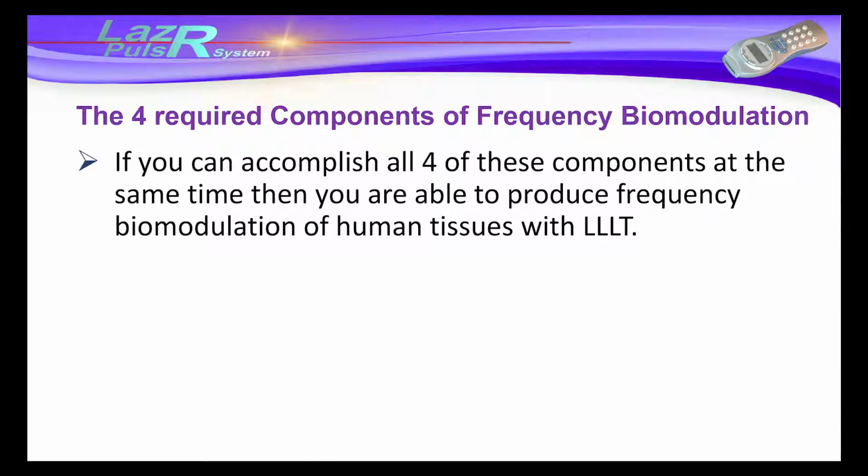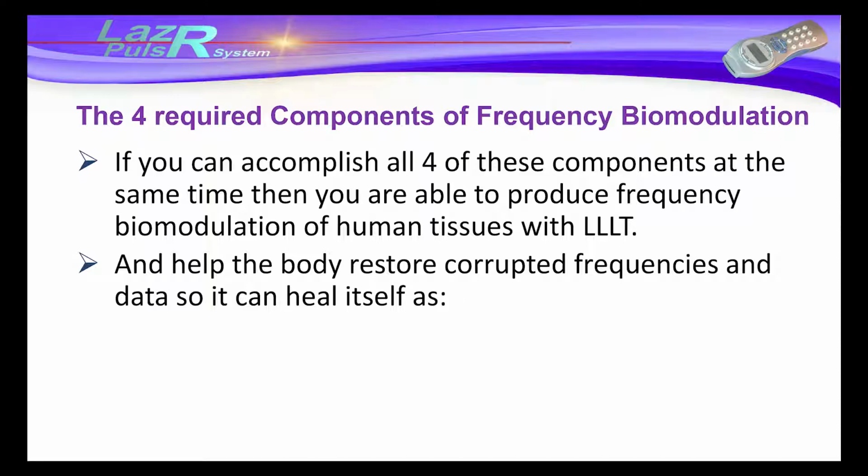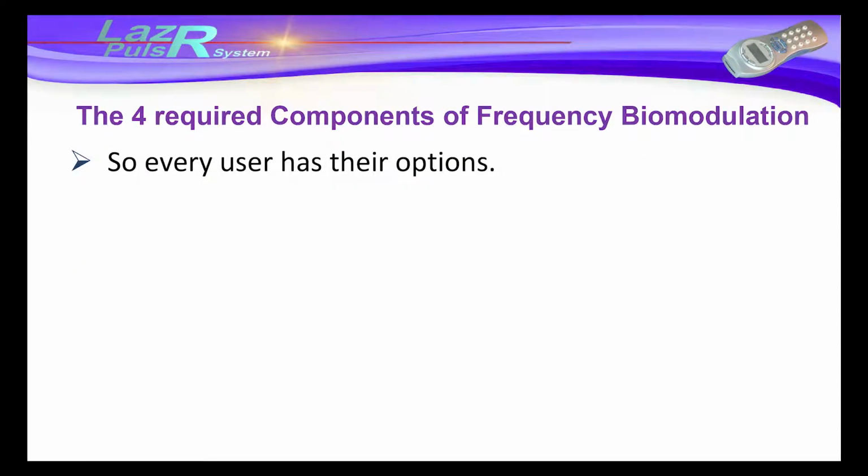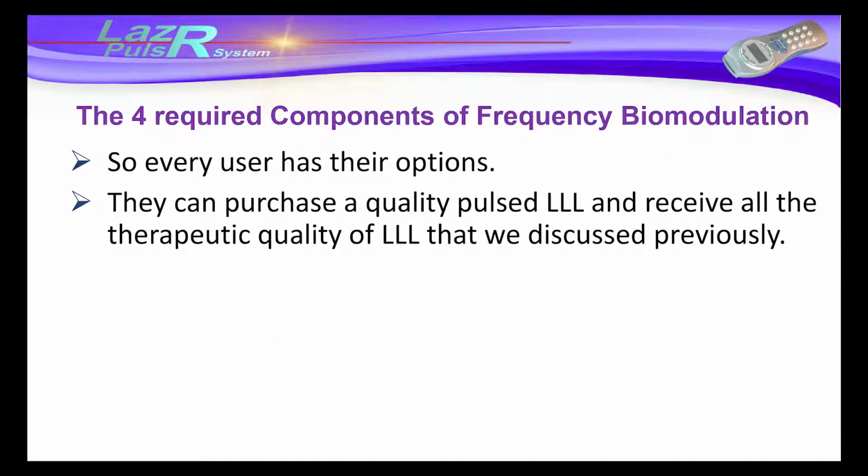Now, if you can accomplish all four of these components at the same time, then you are able to produce frequency biomodulation of human tissue with low-level laser therapy and help the body restore corrupted frequencies and data so it can heal itself as God designed it to do. So every user has their options. They can purchase a quality low-level laser that pulses, say, 120 pulses a second, and receive all the therapeutic quality of low-level laser that we discussed previously. And a product of this quality or technology should be quite reasonable in cost.